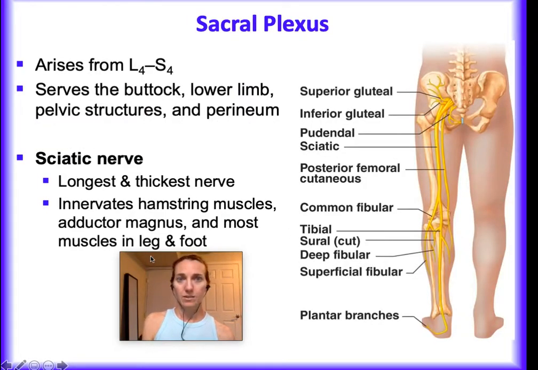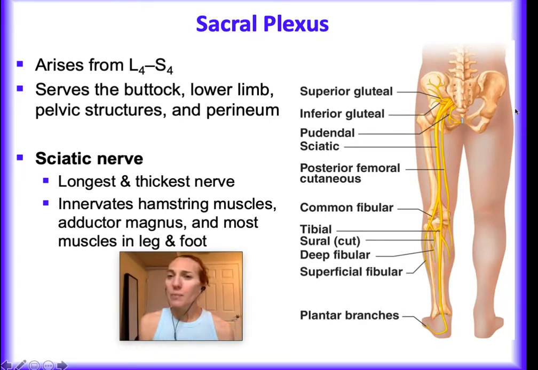Sacral plexus, so getting into the sacral region now. So starting from L4 through S4, it serves the gluteal muscles, lower limbs, pelvic structures, and the perineum. The one I'd like you to know here is going to be the sciatic nerve. So one that I'm sure you all have heard of. So it's the longest nerve in the body. It's also the thickest nerve in the body. And it's going to innervate the backside of your leg. So the hamstring muscles, the adductor magnus, and then it extends all the way down your leg and to your foot.